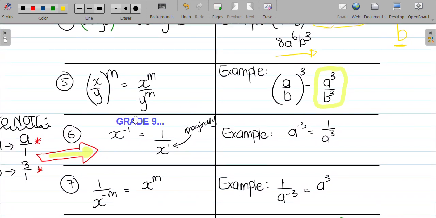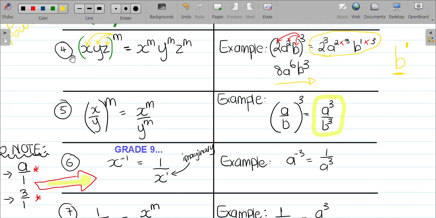Okay, number 5. Let's go ahead and look at this. In this question, it's very similar to the fourth rule.